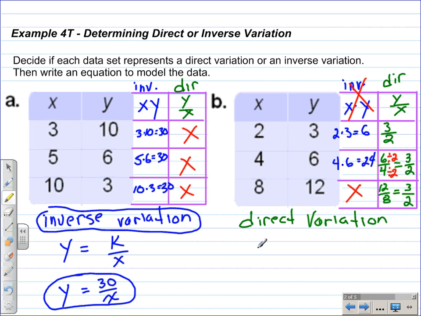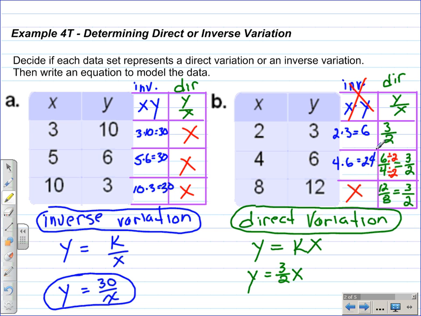And we're going to use the equation y is equal to kx, substituting this constant of variation, 3 over 2, or 3 halves, in for the k. So y is equal to 3 halves x. So our parts of the answer, this is a direct variation. And remember, it's a direct variation because the constant of variation, y over x, is the same for each pair of data. And here's the equation for the direct variation.